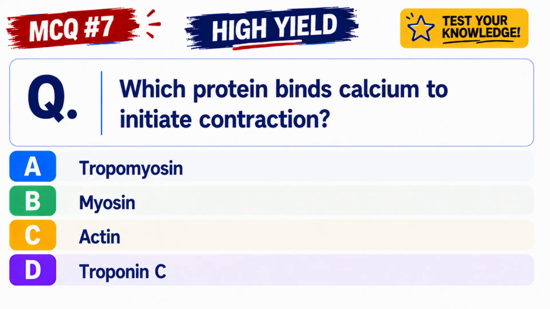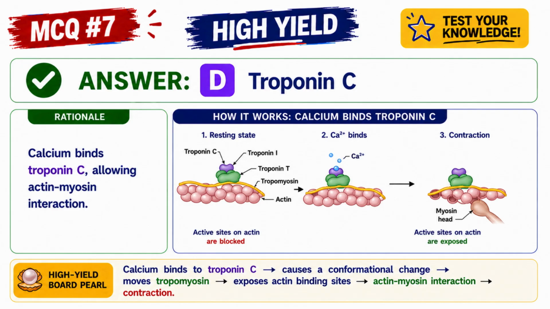Question 7. Which protein binds calcium to initiate contraction? A. Tropomyosin. B. Myosin. C. Actin. D. Troponin. The answer is D. Troponin C. Here's why. The troponin complex sits on the thin filament alongside actin. It has 3 components. Troponin C, the calcium-sensing subunit.